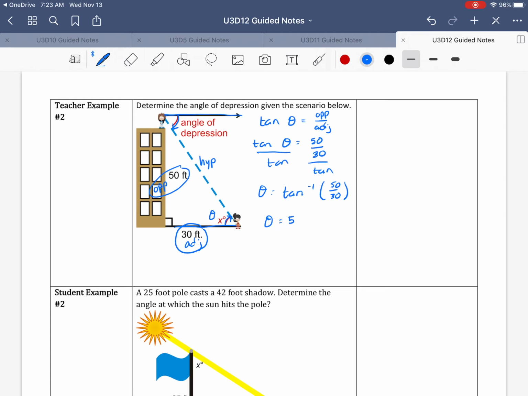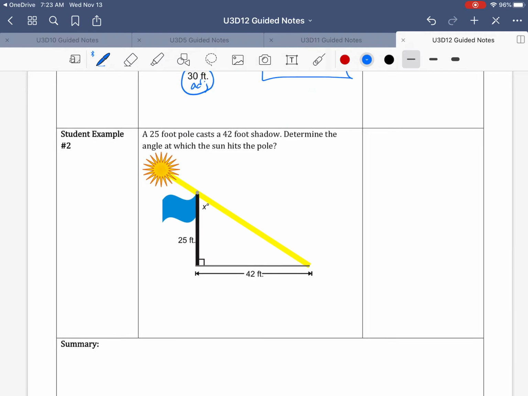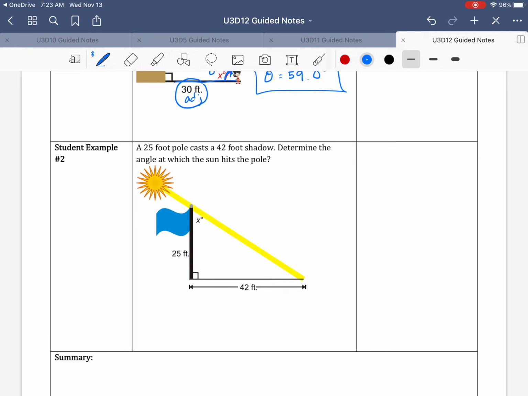And that leaves us with 59.0 degrees. And that means our angle of elevation and our angle of depression here is 59.0 degrees. So try your student example number 2 below.